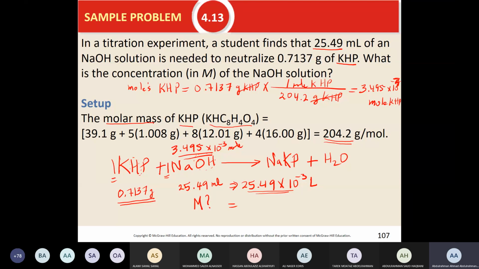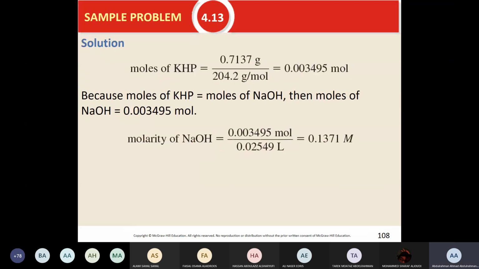Give me an answer. 0.137 molar. Who got the same answer? Yes, it's the same. Excellent. So we have 0.1371, and it is correct.